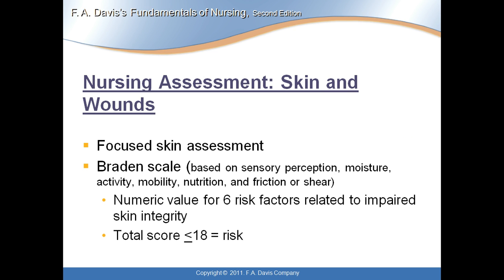So, nursing assessment, skin and wounds. Focused skin assessment. You're going to do a Braden scale, which is based on sensory perception, moisture, activity, mobility, nutrition, friction or shear. The Braden scale is what we use in the hospital on every patient. It determines whether or not they're actually at risk for breakdown. It gives a numeric value for 6 risk factors related to impairment in skin integrity, and a total score of less than 18 is at risk. So you'd probably be familiar with that scale.